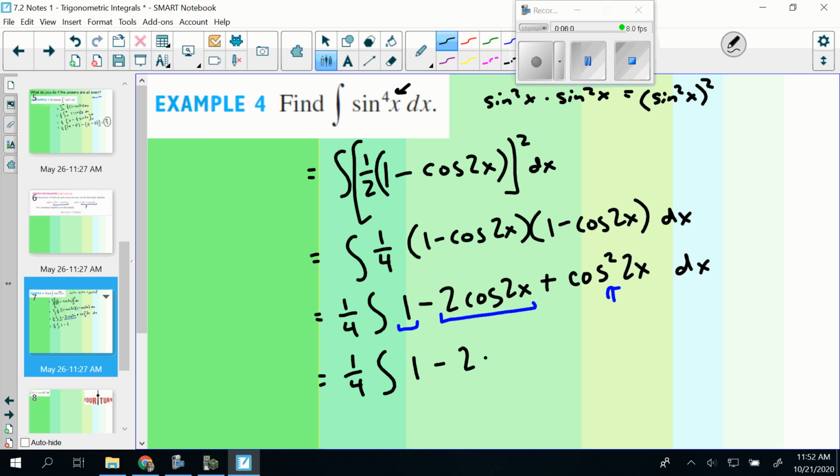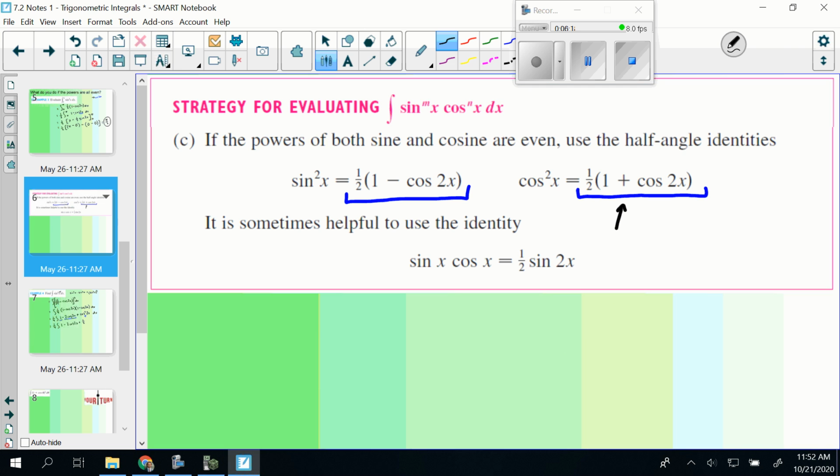That's still 1, this is still this. But we'll use our identity here and substitute in for cosine squared that's 1, that's going to be 1/2 times the value of whatever you have here, cosine of 1 plus cosine 2x.